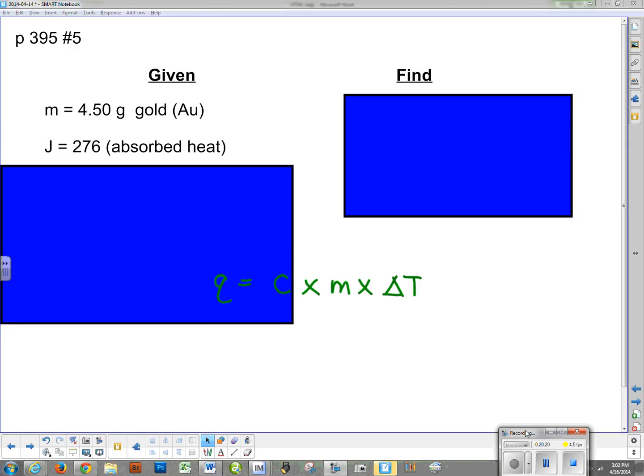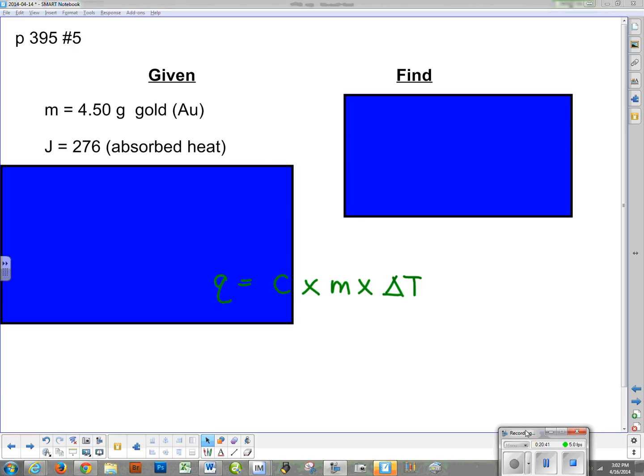Okay, good. 276 joules is absorbed. Oh, it's absorbed, so what's going to happen to the temperature? Is it going to go up or down? Yeah. If it's absorbing energy, it's getting warmer, right? And by the way, this is actually a homework problem. If you're not writing this down, you've got a screw loose.